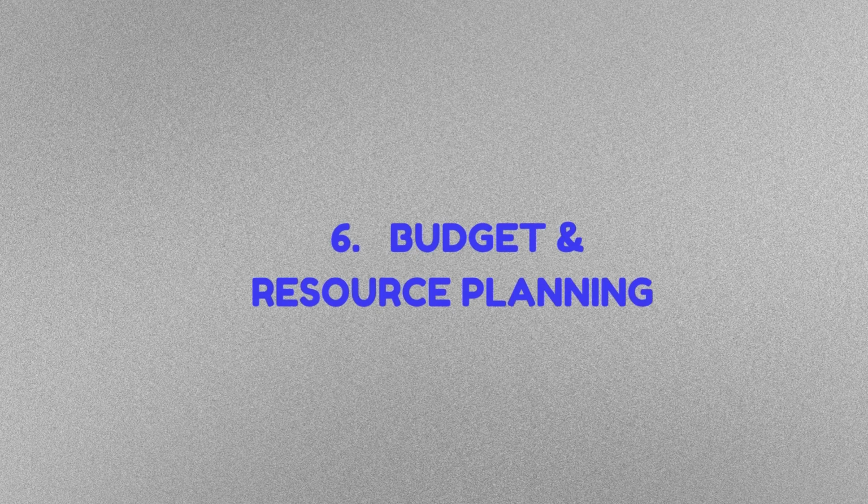Number 6 is budget and resource planning. In budget and resource planning, you need to know how much money, and not just money, but the time, how much effort, how much money is being spent. So you have to have a budget for the ads. Let's say you're running ads on Instagram, on LinkedIn, or on Google. You have to have an allocated ad budget for that. And if you are using influencers, for instance, you have to know how much you're going to spend on influencers.